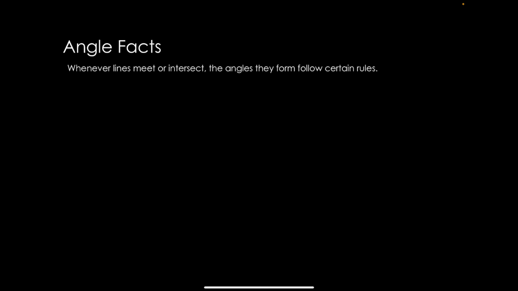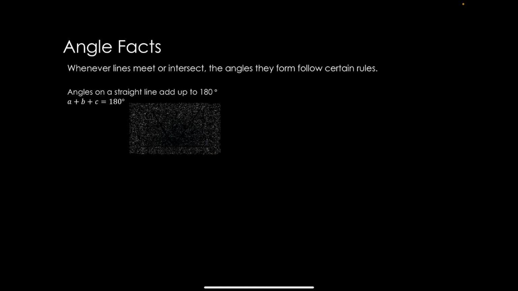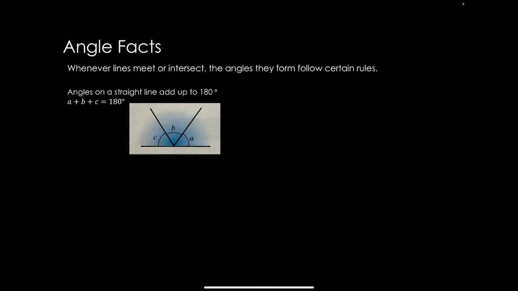So, angle facts then. We've got a few facts that we need to know. Whenever lines meet or intersect, the angles they form follow certain rules. Any angles on a straight line add up to 180 degrees. You can see this straight line here. We've got A, B and C. Even though it's been cut down here and here, it's still on the straight line. So all three of these angles always add up to 180 degrees. So you must remember that. All angles on a straight line add up to 180 degrees.